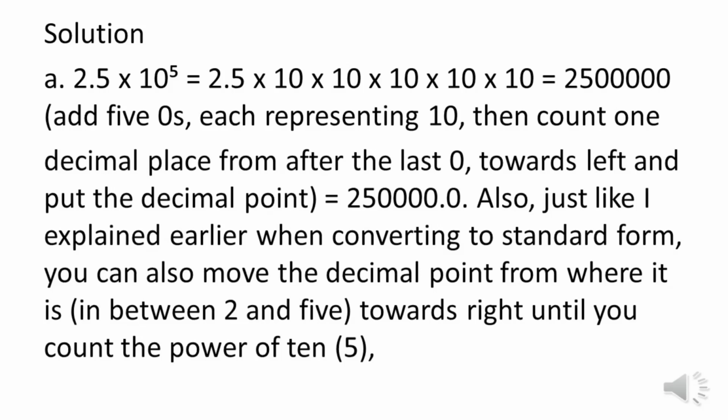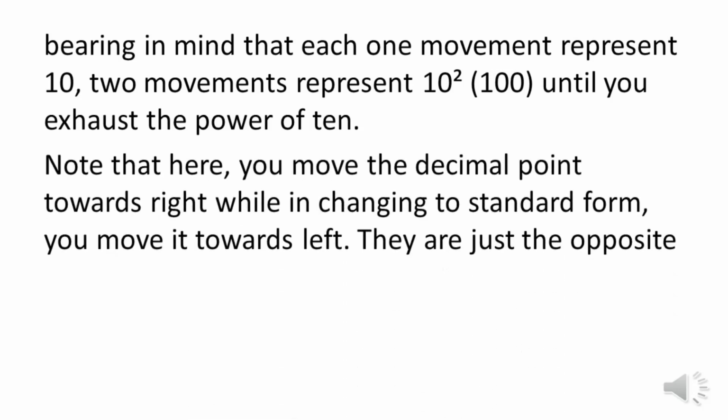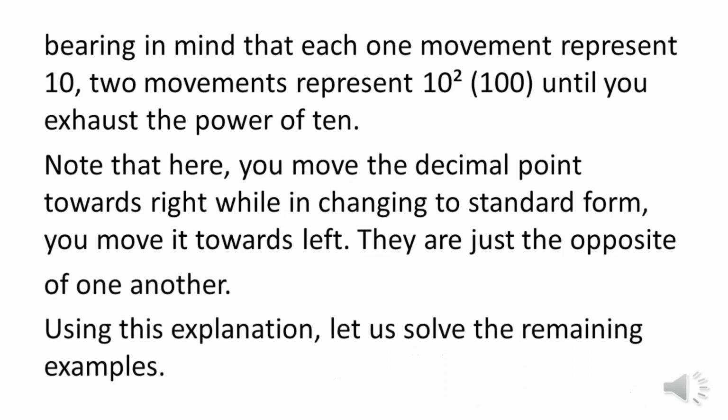250,000.0. Also, just like I explained earlier when converting to standard form, you can also move the decimal point from where it is, in between 2 and 5, towards right until you count the power of 10, 5. Bearing in mind that each one movement represent 10, two movements 10 times 10, which is 100 or 10 raised to power 2, and so on until you exhaust the power of 10. Note that here, you move the decimal point towards right, while in changing to standard form, you move it towards left. They are just the opposite of one another.